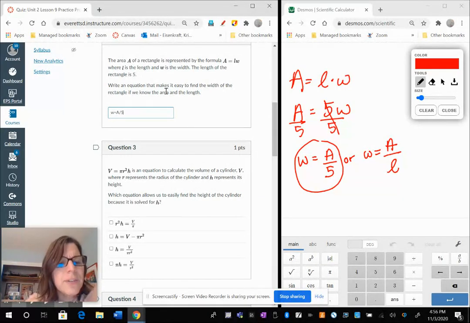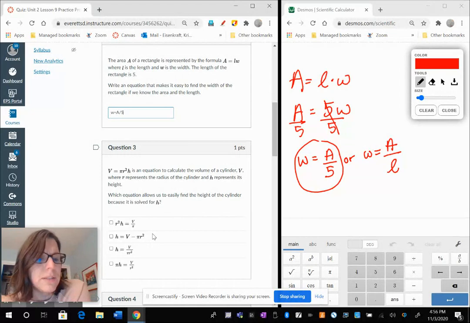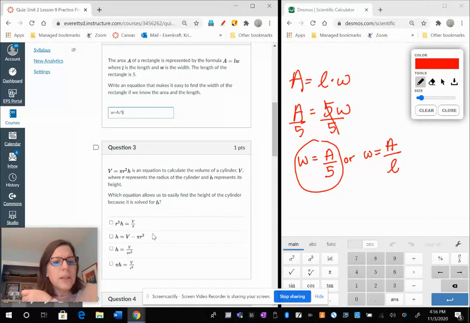And again, if Canvas ever counts these as incorrect, but you're following the teacher tutorial, remember Canvas is a robot and sometimes things are entered incorrectly or it's not reading your answer correctly. So please don't worry about that too much. You can let your teacher know, but don't worry about it too much.